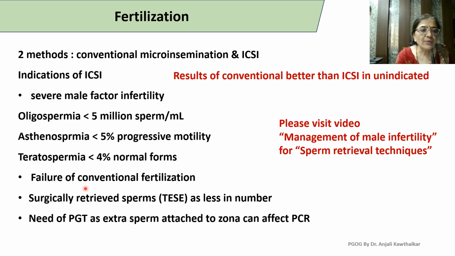Another indication for ICSI is whenever there is a failure of conventional fertilization or whenever surgically retrieved sperms are being used, such as by testicular sperm extraction. As the sperm number will be less, it is better to proceed with ICSI in these cases. And whenever there is a need of PGT, preimplantation genetic testing, then ICSI is preferred, as extra sperm attached to the zona pellucida can affect PCR. Now it is requested again to visit management of male infertility for various sperm retrieval techniques which is available on PGOG.